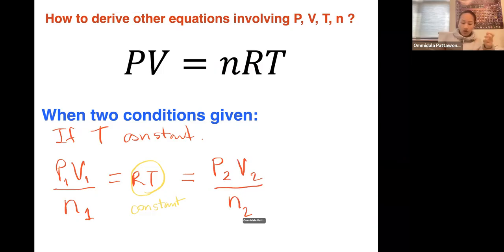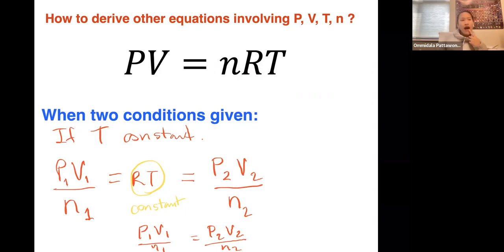Therefore, what you can say is that you can also use P1 V1 over N1 equal to P2 times V2 over N2. You can do that as well. This is a scenario where you have the temperature being kept constant.